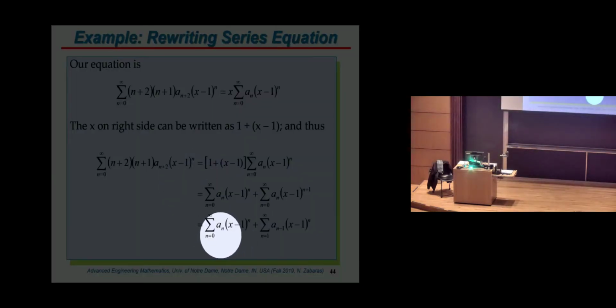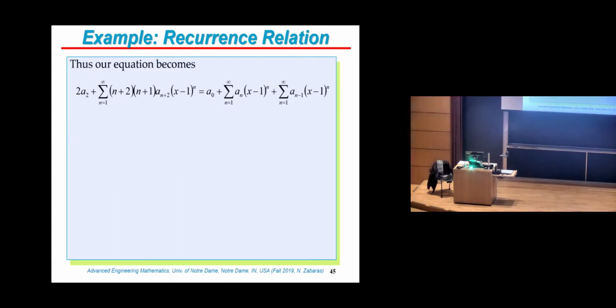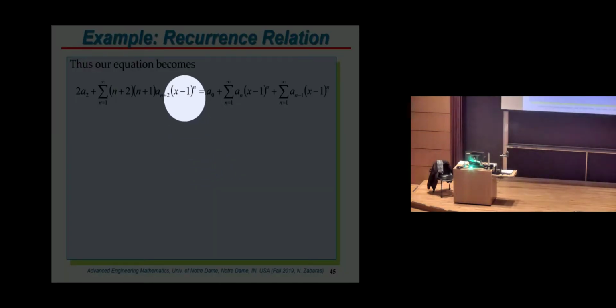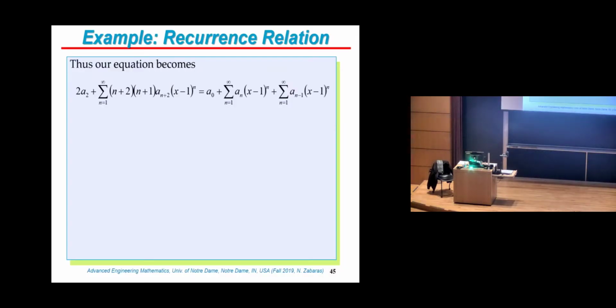If you put a0 here, n equal to 0, you get a0 times 1. So basically what we have is an expansion that involves powers of (x minus 1)^n. In all the summations, we start from n equal 1 to infinity. And then we have this lonely 2a2 and a0. So obviously 2a2 and a0 have to match together. They have to be the same. And then we can get an iterative equation for the coefficients an.